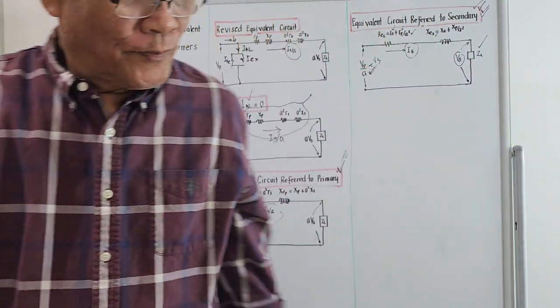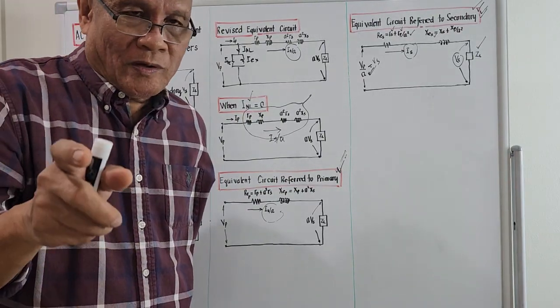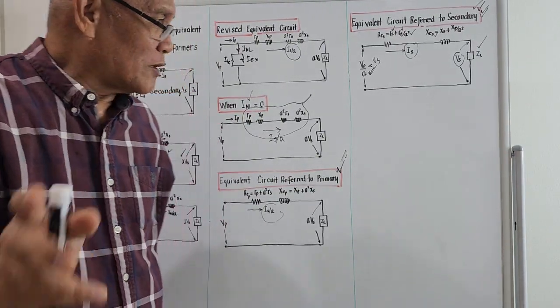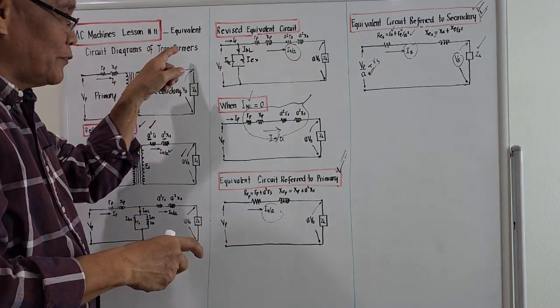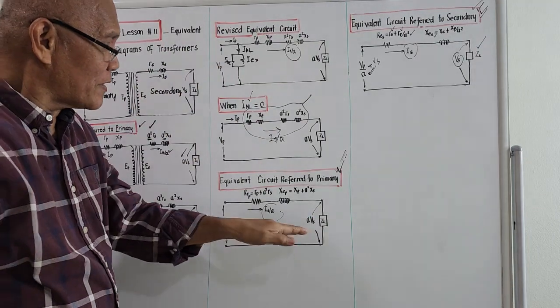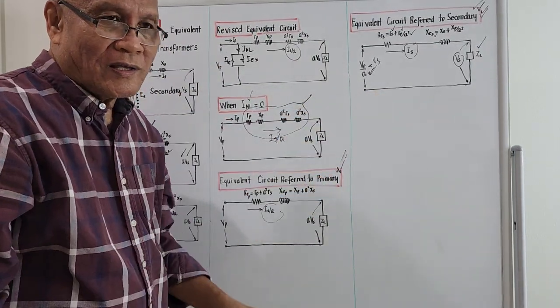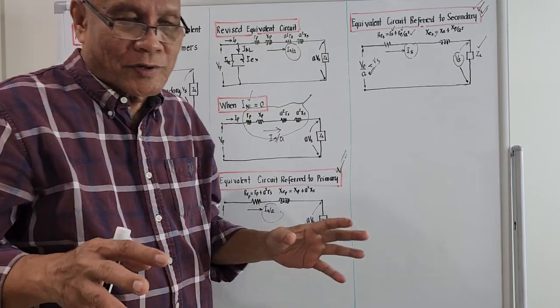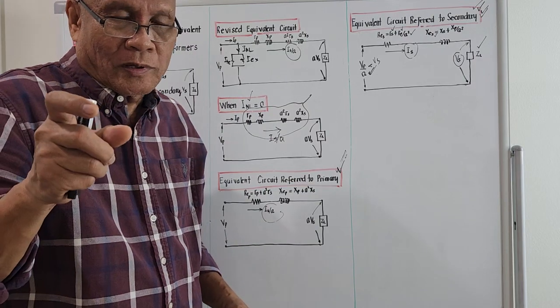Okay, that's it, guys. This is Professor David J. De Los Reyes. Good morning from Los Angeles. Our topic was the equivalent circuit diagrams of transformers, referred to the primary and referred to the secondary, and these are needed in the calculations of the open circuit problems and short circuit problems for transformers.